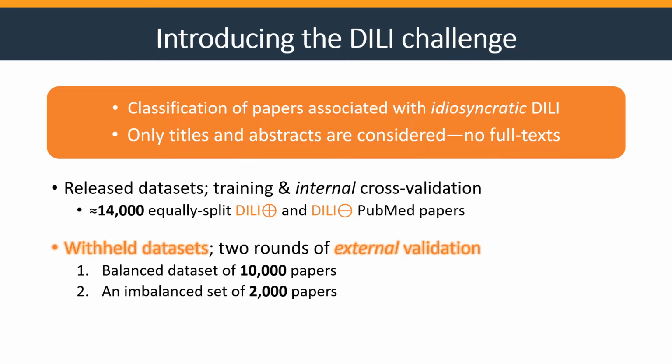Then external validation is based on withheld datasets and was conducted in 2 rounds. During the first round, we gained access to 10,000 papers in a balanced dataset, and then the second round provided access to additional 2,000 papers, but the dataset was imbalanced.